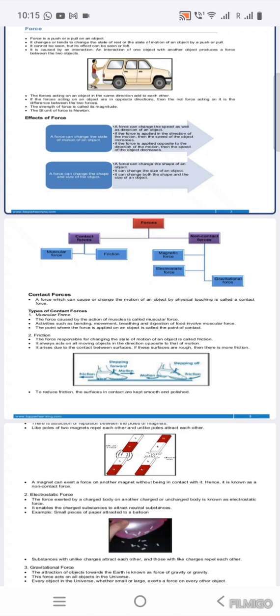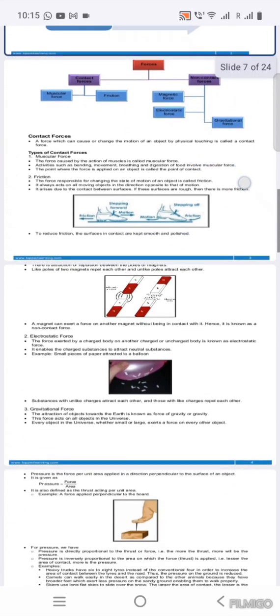Now gravitational force, another type of non-contact force. So what is a gravitational force?